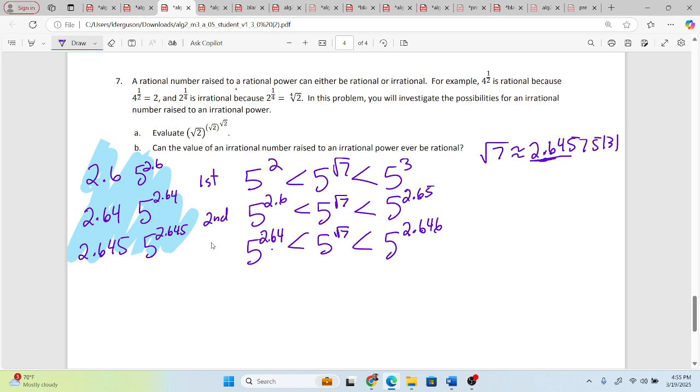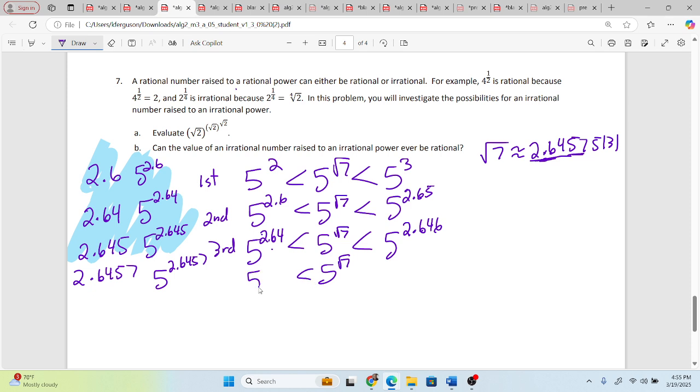All right, so that's my third interval. Next, now I'm going to go to the 7. So 2.6457. 2.6457. That is 5 to the 2.6457 power. So that's 5 to the radical 7 power.